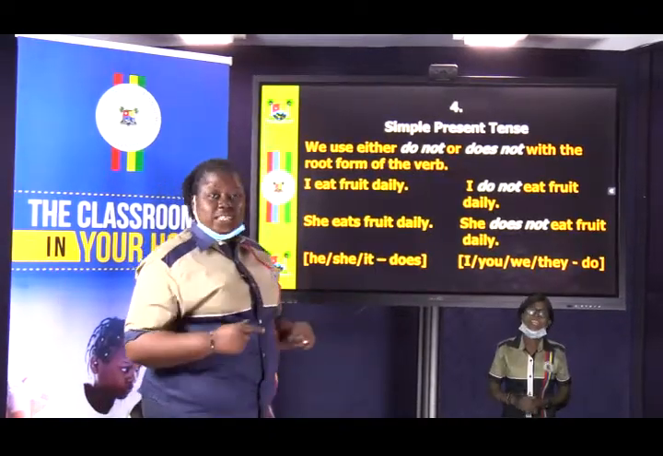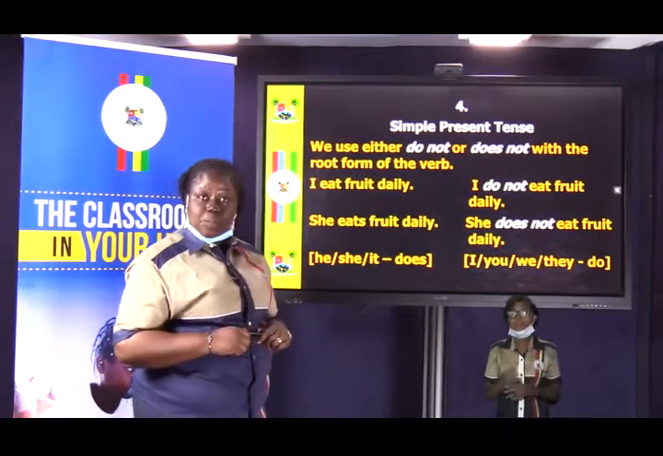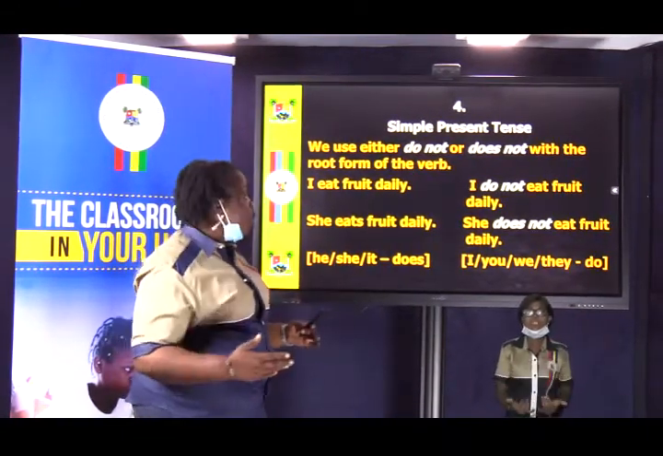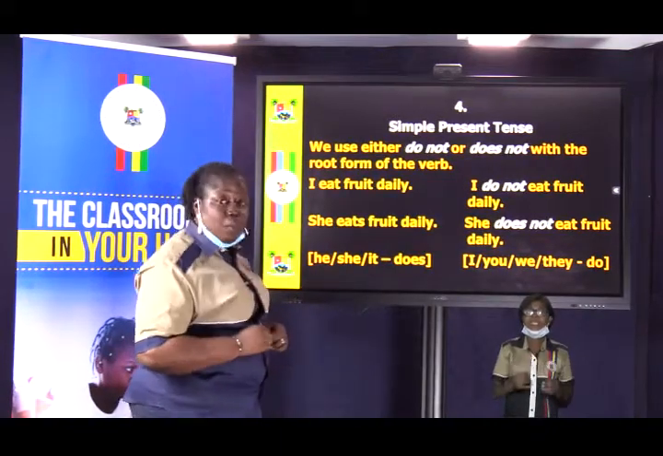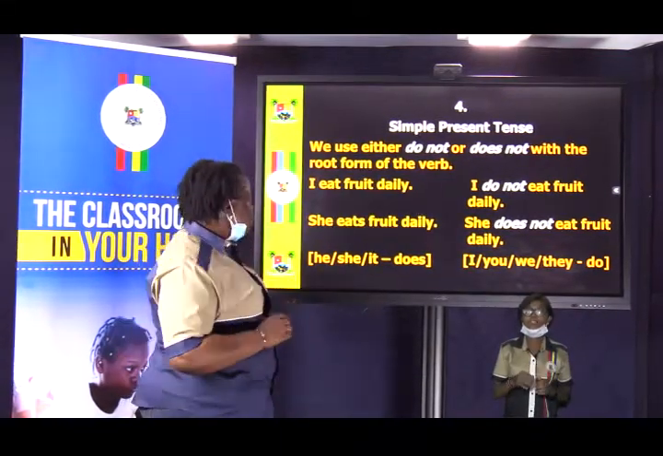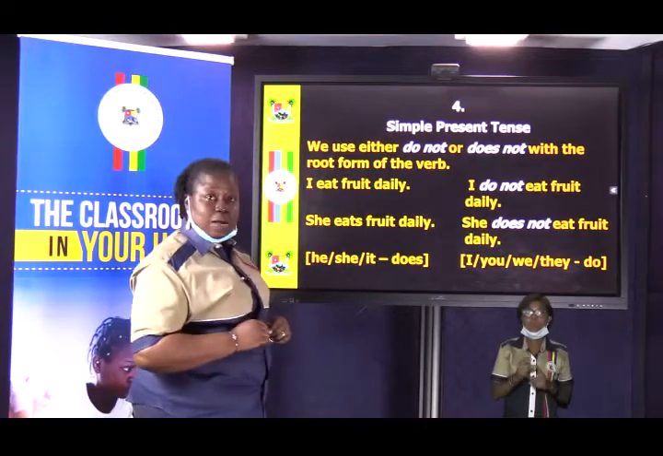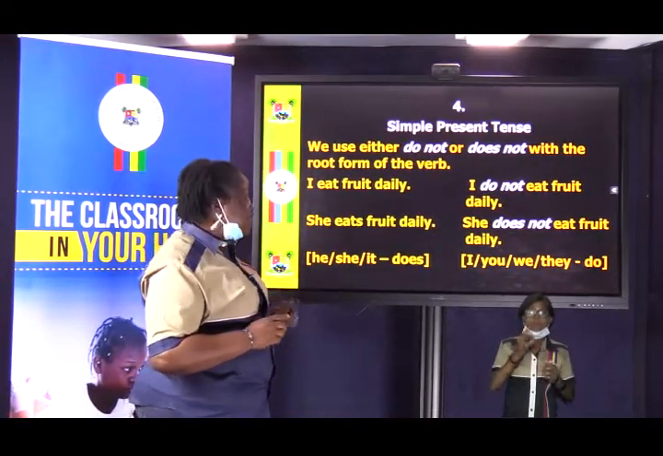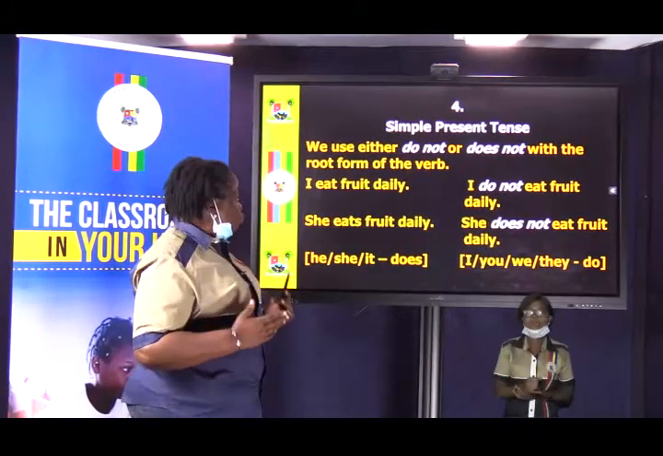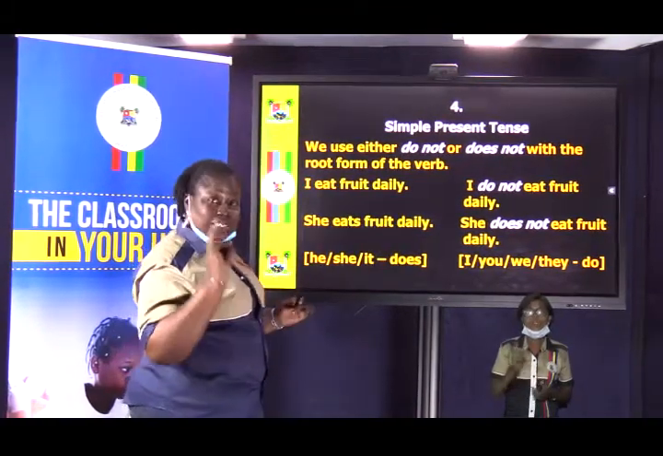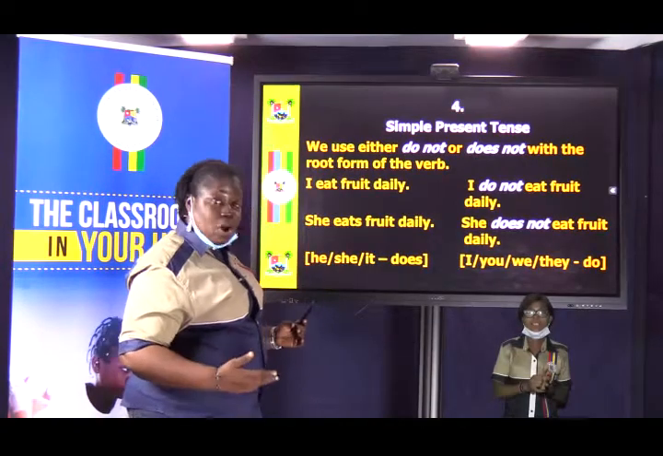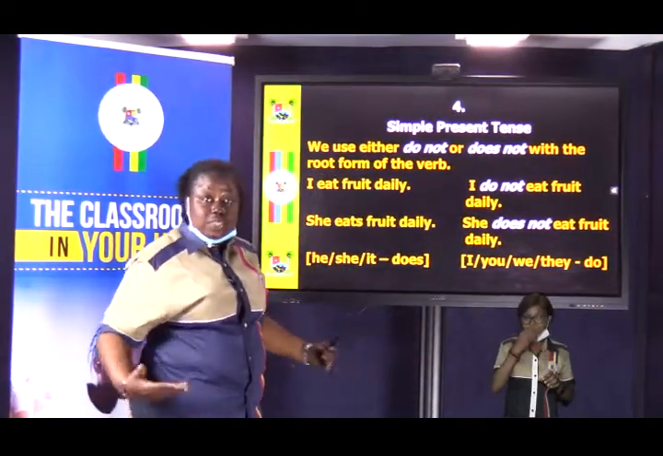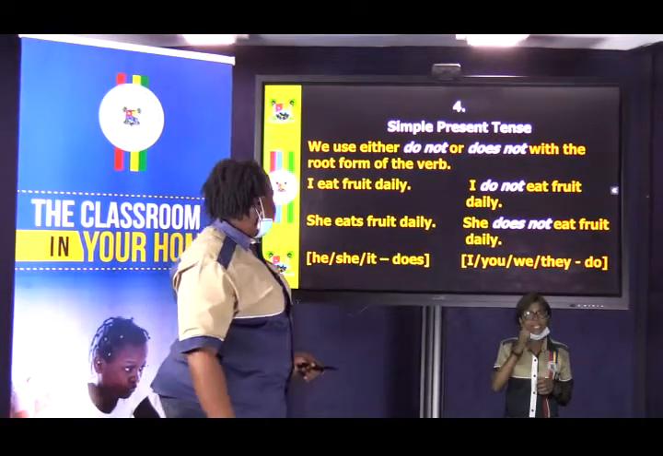In forming negative sentences in the simple present tense form, we use either do not or does not with the root form of the verb. Here is what I mean. Look at this example. I eat fruit daily. To make a negative sentence out of that affirmative sentence, it becomes I do not eat fruit daily.